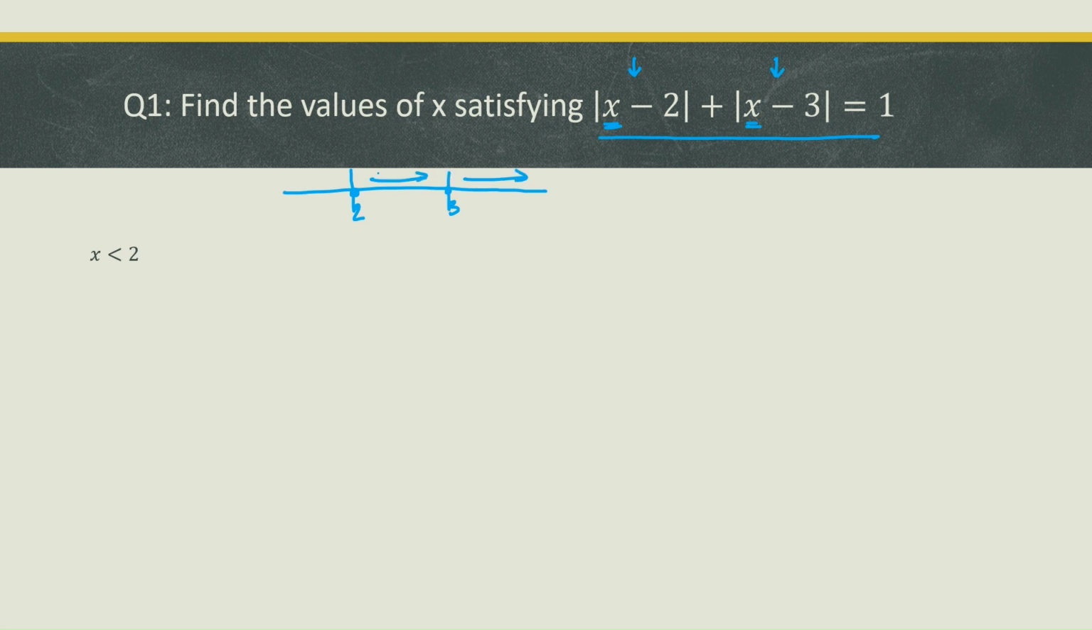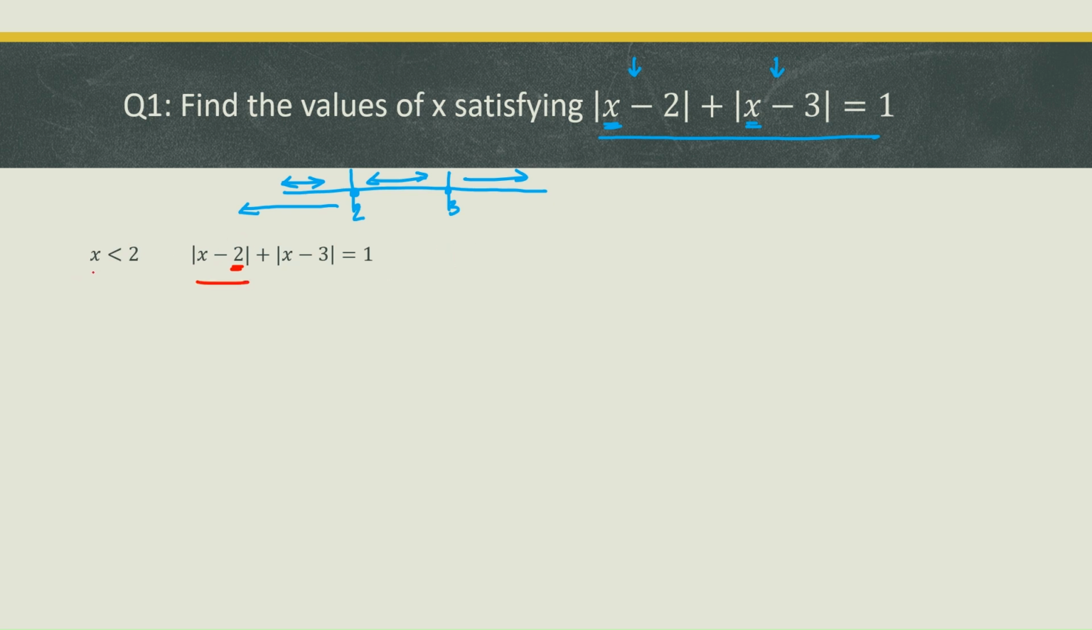So this is one part, and this is one more part, and this is one part, and I will analyze the equation individually. So for x less than 2, the first case, this is the given equation. If x is less than 2, that means I'm subtracting 2 from a value of x which is less than 2. So obviously that would result in a negative number.